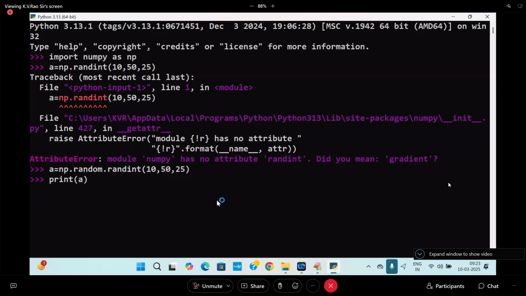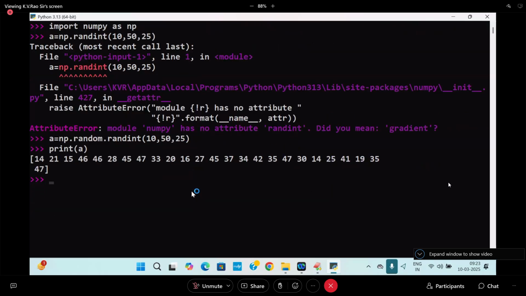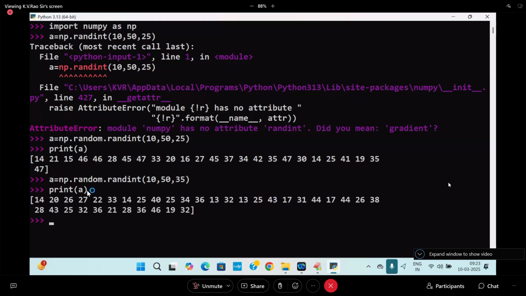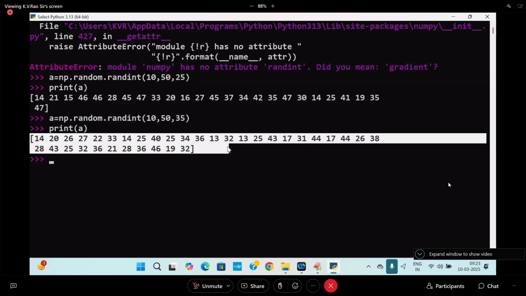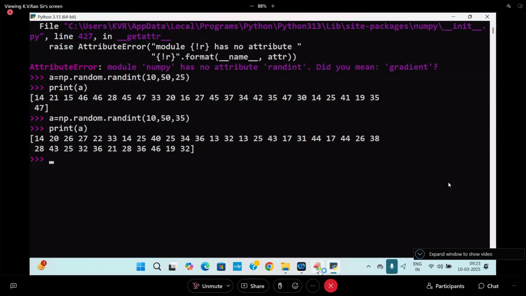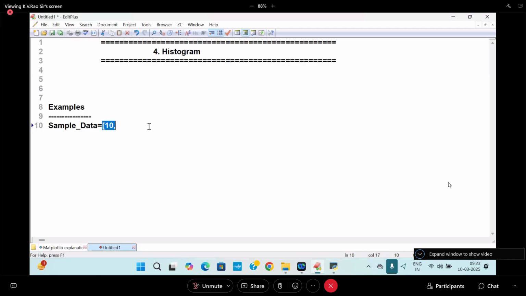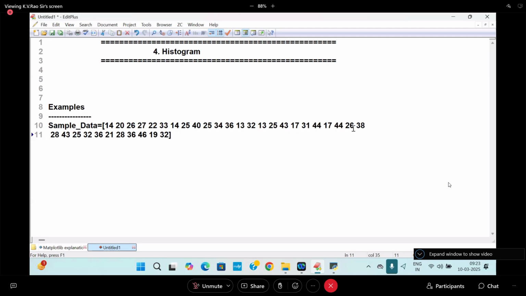What is the significance of this? What is the meaning of that? Between 10 to 50, how many values do I want? So these many values I am having. Let me take still more, 35 elements. So print of this A. I am taking this data. This is my data, students.